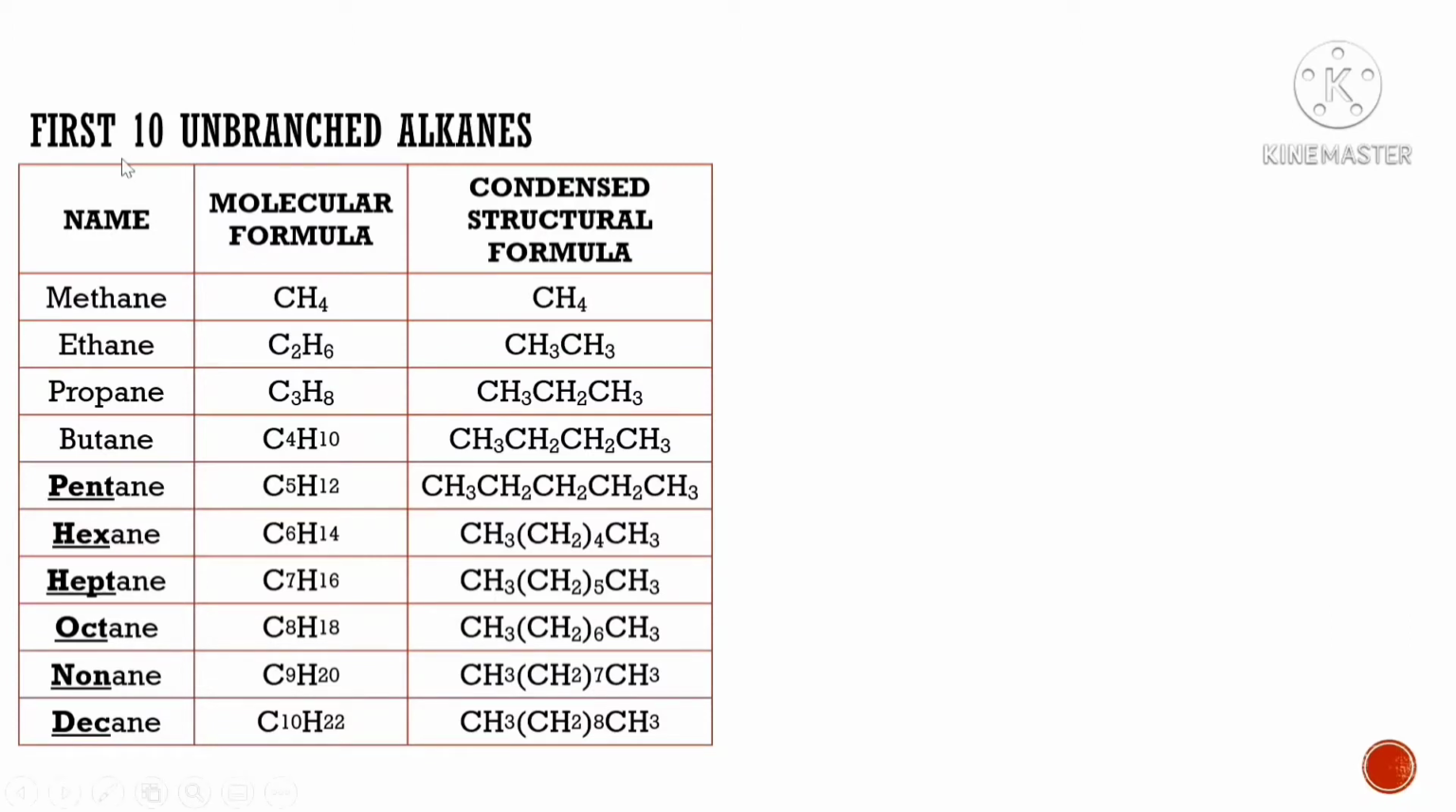Now we'll look at this table in which the first 10 unbranched alkanes are listed. Notice that the names of alkanes end in A and E. Alkanes with 5 or more carbons in a chain have names that use a prefix derived from the Greek or Latin word for the number of carbons in each chain. For example, we use the prefix penta for pentane, hexa for hexane, or nona for nonane.